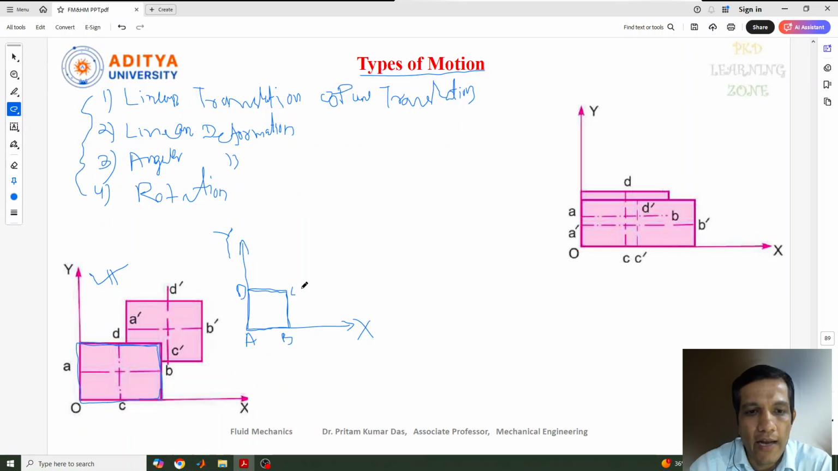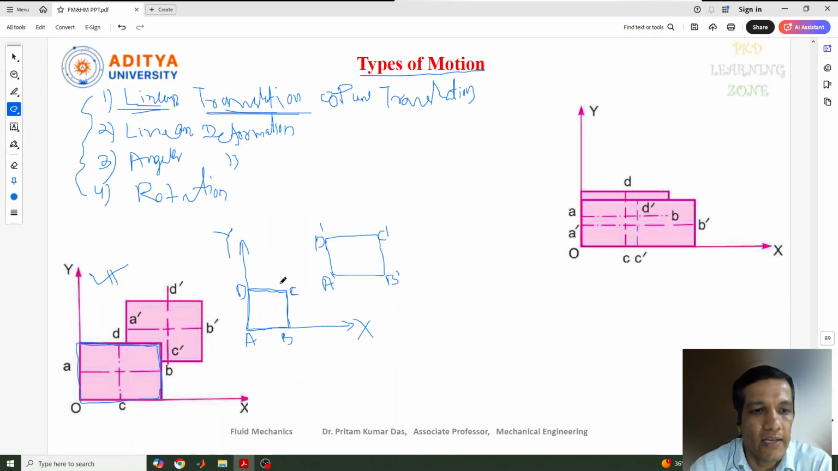Now after some changes happened, the fluid moved from this place to some other place. A translation happened, a linear translation happened. In this linear translation, the fluid particle moves from this position to some other position. Suppose it moved to here. This is the new position of the fluid particle. Initially it is denoted as A, B, C, D. Now after that it can be marked as A dash, B dash, C dash, and D dash. These are the new points after the linear translation happened.